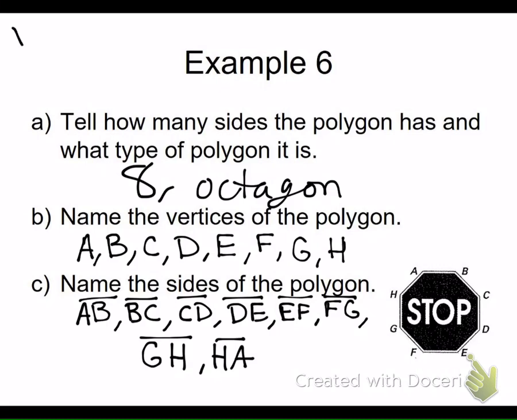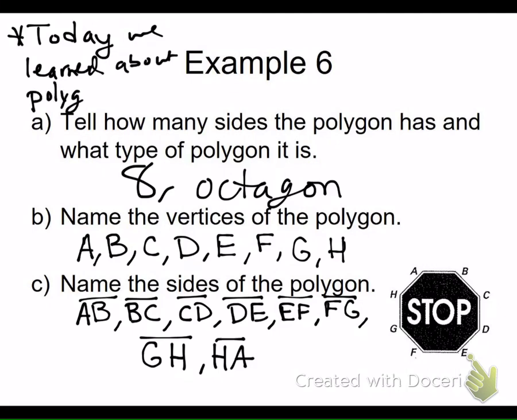But we will do our summary. So today we learned about what? Today we learned about polygons. I'm going to put and quads for quadrilaterals because we talked about the angle measures in quadrilaterals as well.